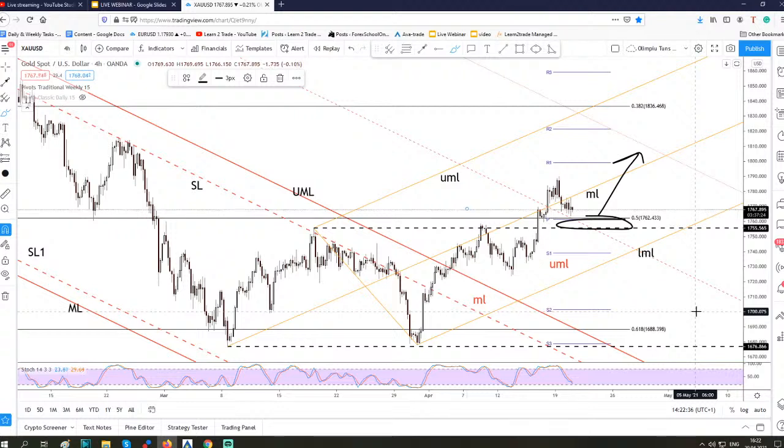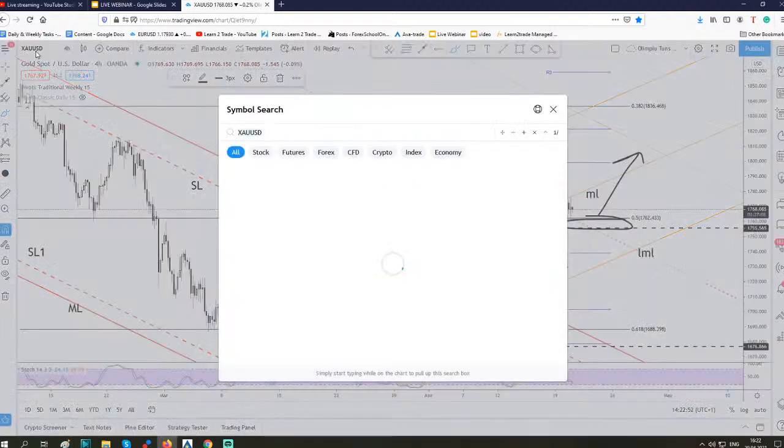Yes, we will talk about the Australian dollar versus the Japanese yen, but first of all, I had other messages here. One moment, guys, and let's take a look at the US 100.